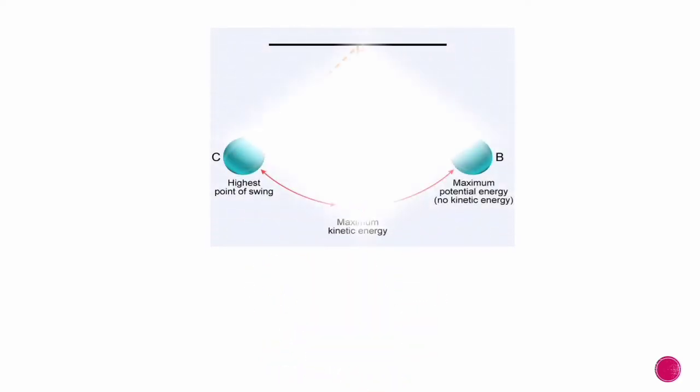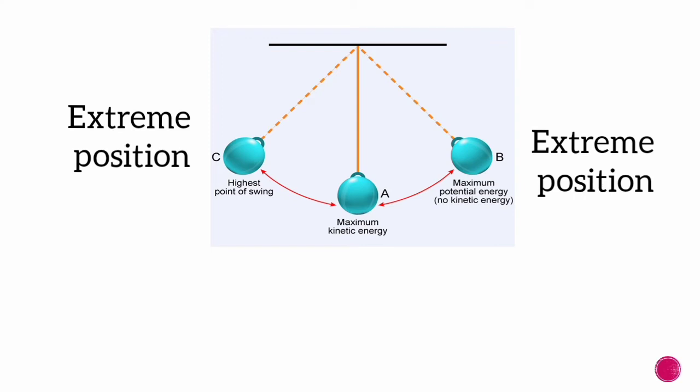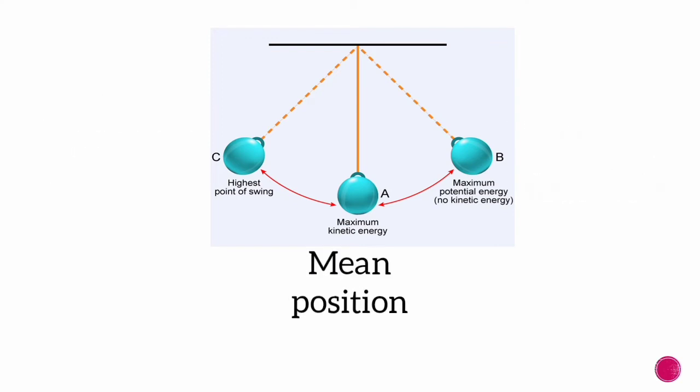Now let's check the energy conversion in a pendulum. A pendulum, when it is pulled back and left, starts to oscillate to and fro, and it shows a periodic motion. In a pendulum, you have three positions. The two extreme positions, that is, if you look into the figure, you can see the positions B and C are known as extreme positions, and position A is called the mean position.